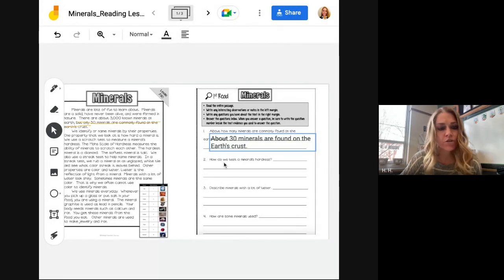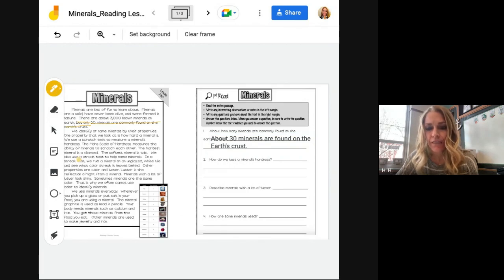All right, so we got our first question done. Let's look at the second one there. It says, how do we test a mineral's hardness? Can I get somebody to share out with me how we would test a mineral's hardness? Go in the text and see if you can find that for me, and then share out. If you are one of my friends and you find it a little bit sooner, if you want to record your response on your whiteboard and hold it up, you can. Or if you want to use that chat feature, you can go ahead and enter your response in there while we wait on our team member here sharing out their answer.